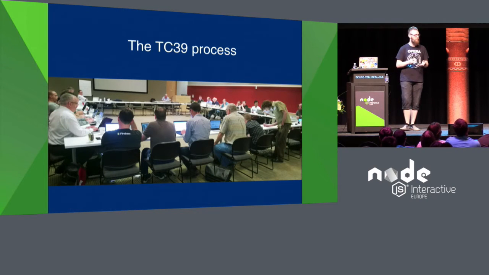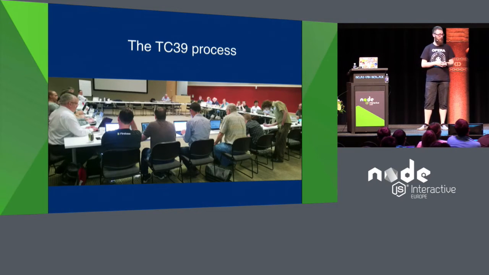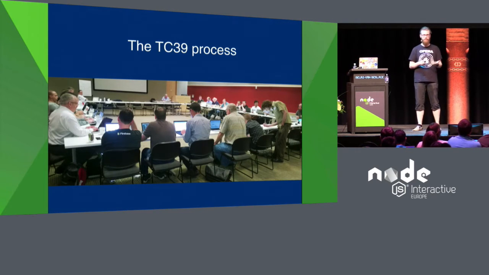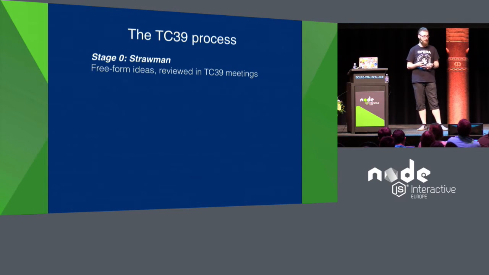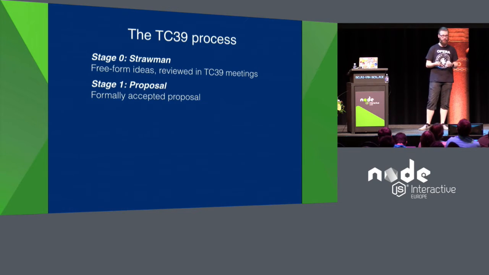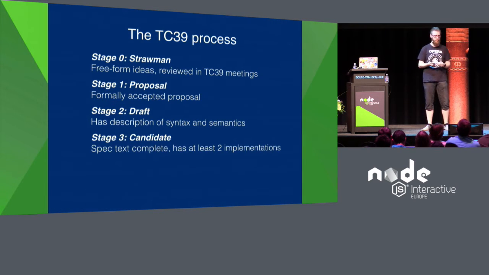So how is ECMAScript formed? There's a bunch of, well, mostly old white people sitting in a room talking about the specifications and making it happen for all the browsers. And they do it in 5 different stages. They do have a stage 0, which is straw man. It's all the ideas that people submit and are reviewed in their TC39 meetings, which then leads to a formally accepted proposal in stage 1. Goes to stage 2, which then has a draft of the syntax and semantics.